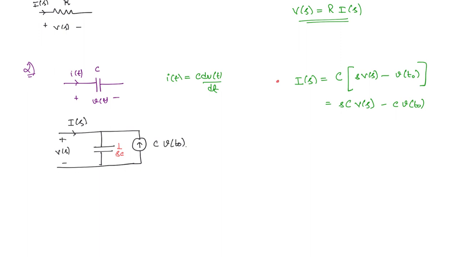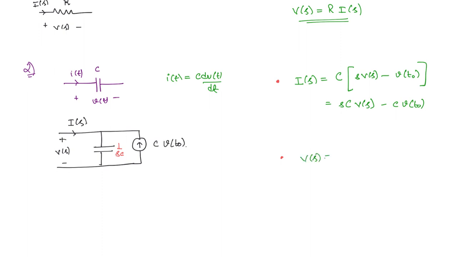Now this is one way of writing the equation. There is another way as well. How can you write it? You can write V of s in terms of I of s. From the same equation we can get it in terms of V of s. So what will that be?